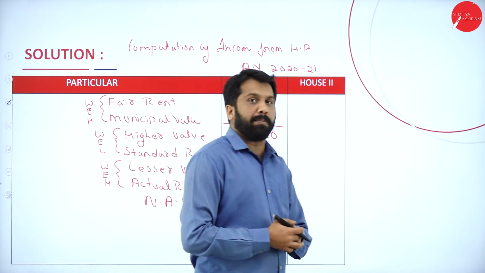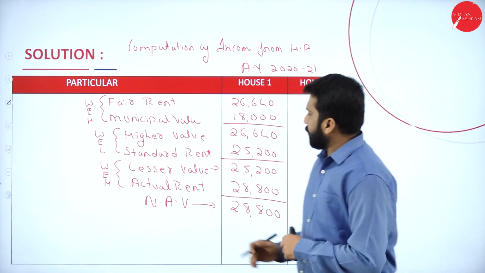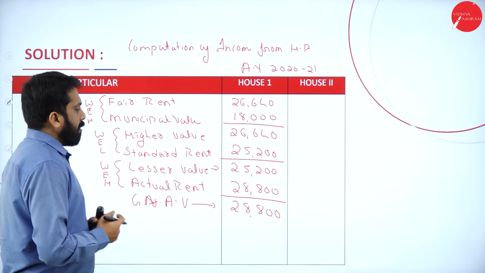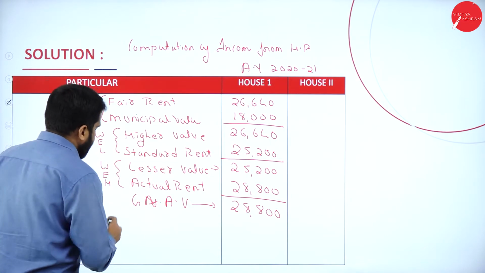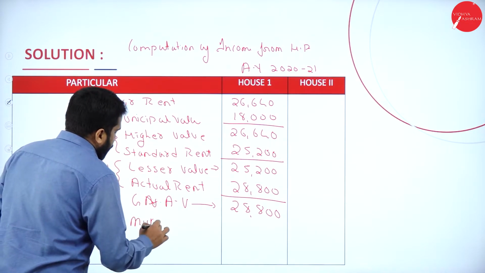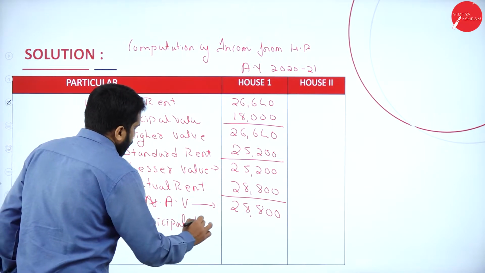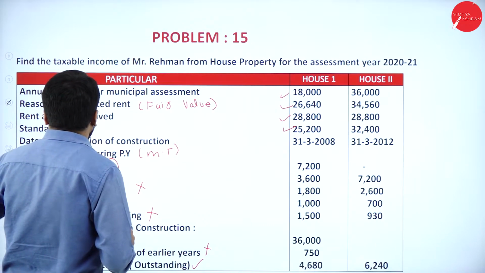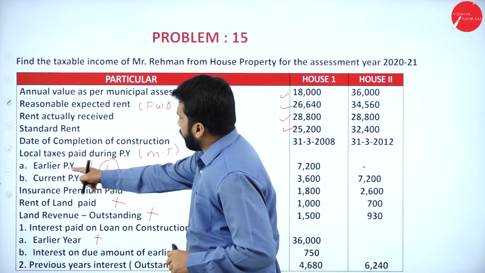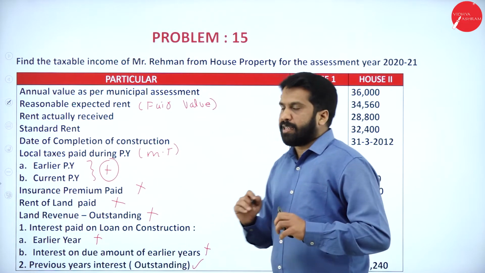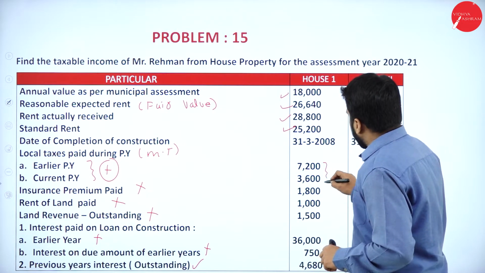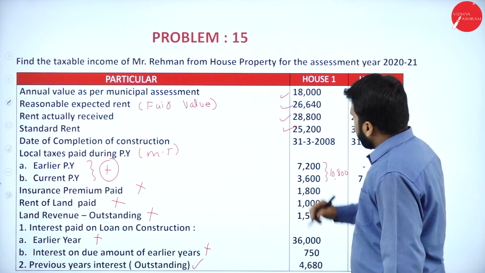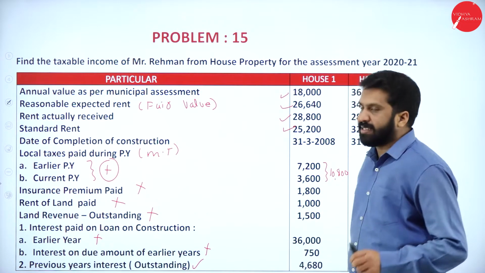Clear? Any doubt up to this? No. So, sorry, this is not net annual value. This will be your gross annual value. Now, from this, we are supposed to deduct municipal tax. How much is your municipal tax? As per this, the earlier year and current year local tax, add both. All together, you will get around 10,800. 7 plus 3, 10. 600 plus 200, it is 800.